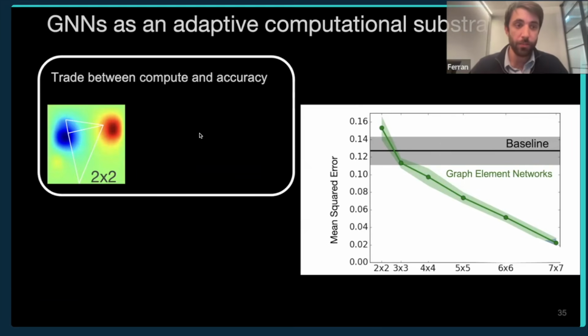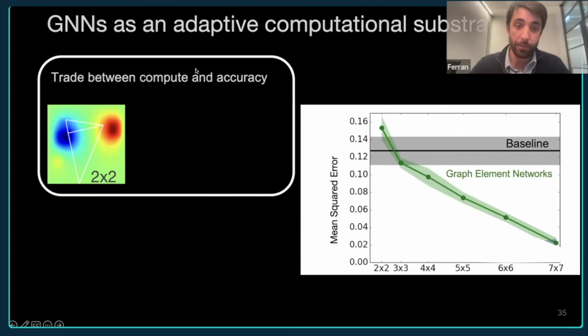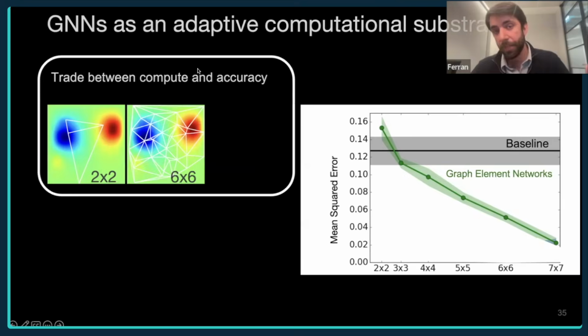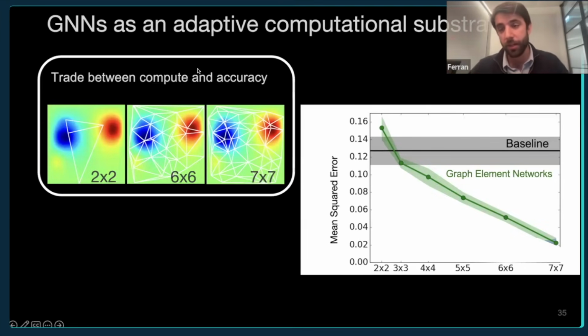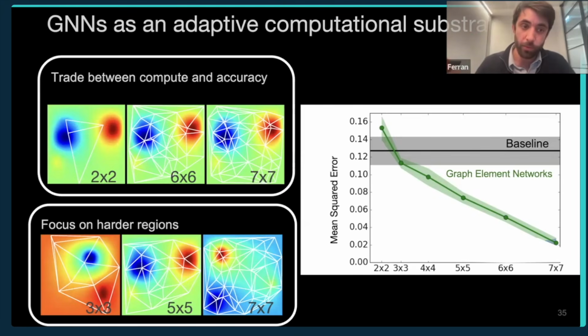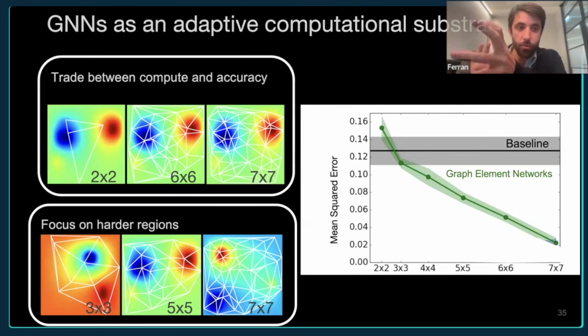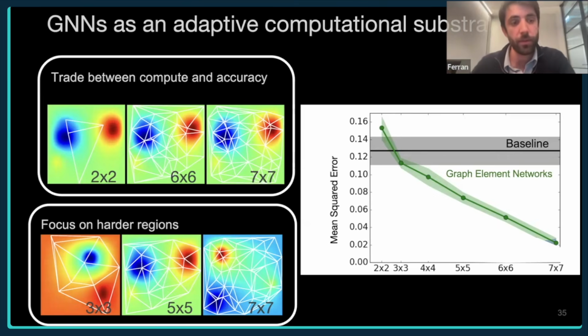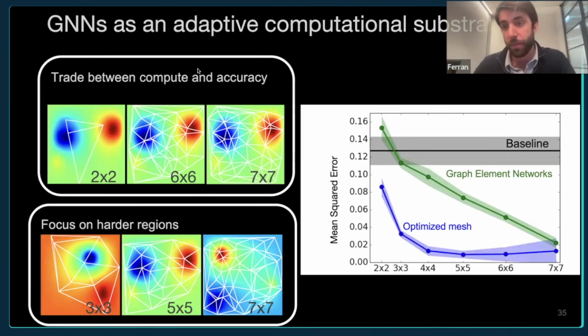So if you have a very small graph, you get not so good accuracy. But with the same parameters, you can build bigger and bigger graphs, and performance and error keep going down. The second thing is, again, how we can focus on harder regions. And you can see that the nodes are focusing in the most interesting places of the space. And that leads to even better performance.